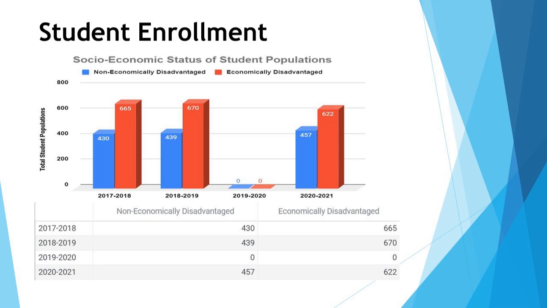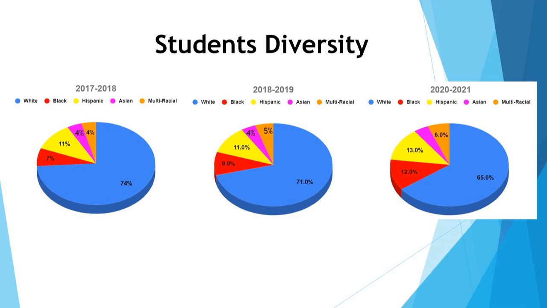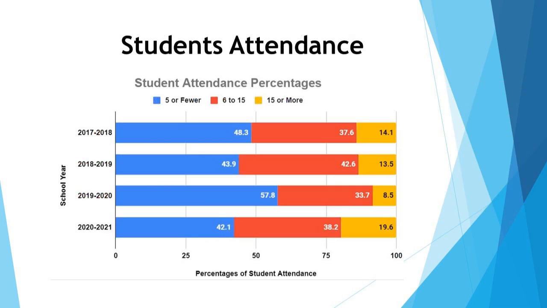Again, the data was not counted due to the pandemic in 2019-2020. Over the past 4 years, student diversity has increased slightly. Not counting the pandemic year, we can see that there's a clear decrease from 74% to 65% in students that identify as white, and an increase in the students that identify as black from 7% to 12%. Other ethnicities stayed pretty constant over the time span. Changes in diversity may be affected by the pandemic and the enforced quarantines.